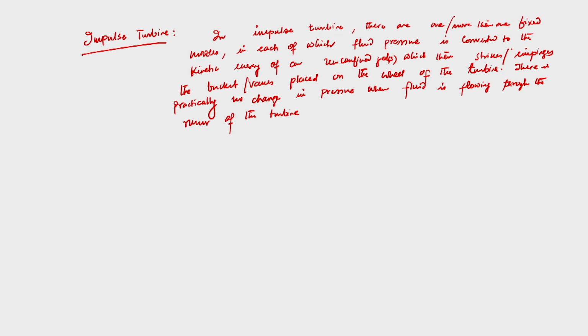So, most of the pressure head is converted to velocity head while the fluid flows through the nozzle. Whether it is fully equivalent to the velocity head is very difficult to say, but then, in the form of an unconfined jet, it strikes the buckets or vanes placed on the wheel, and the wheel starts rotating because of the thrust. We will discuss how it creates a thrust and how it rotates the buckets, and from there we will calculate the efficiency of the impulse turbine.